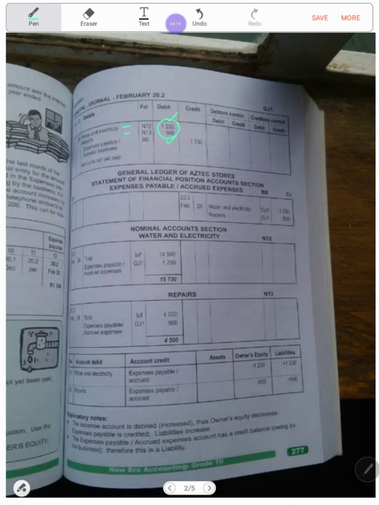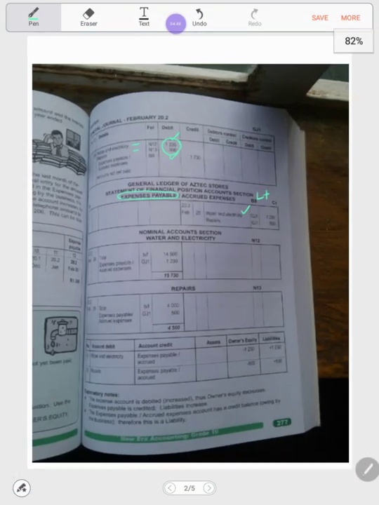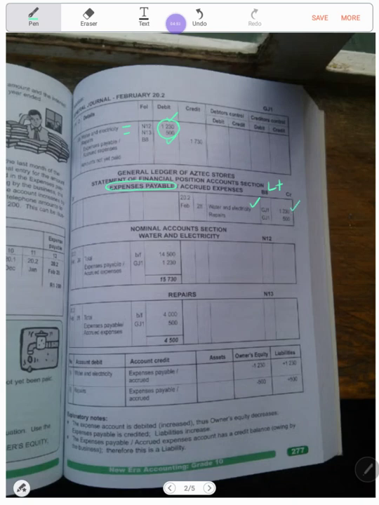How will this be displayed in our ledger accounts? Remember, there are 2 sections in your ledger accounts: the balance sheet section, which is concerned with assets, owner's equity, which is capital and drawings, and liabilities, and your nominal account section, which is concerned with your incomes and your expenses. So yes, we have established that we do have expenses payable, expenses that we have not paid for the current financial period, and it is a liability account, and it increases on your credit side. So water and electricity, I put down the amount there, 1,230, as well as repairs, and I put down the amount.